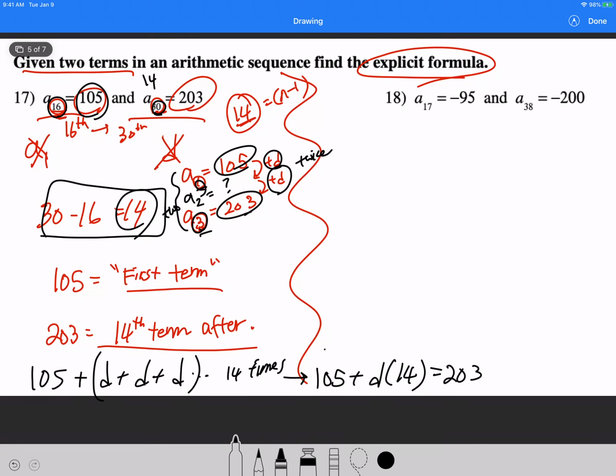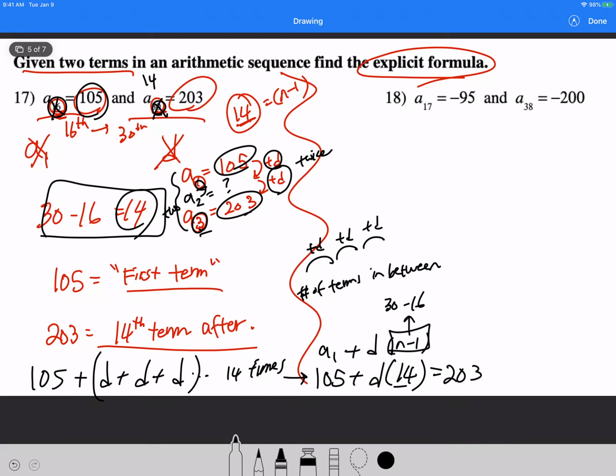So like I said, the formula is a sub 1 plus the common difference times n minus 1, right? Well, the nth term is not 30, it's not 16, it's simply this entire thing is simply 30 minus 16, because that's how many terms are in between and how many times you're adding d consistently. How many times are you adding this?